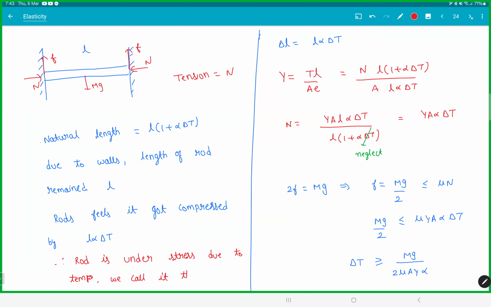It's like a person crying, "Arey boss, my shirt size used to be M, now when I wear the same shirt, it is not fitting." You're crying the wrong way. It doesn't make sense anymore. Your natural size has become L. This is called thermal stress. And this can actually produce pretty huge forces, right?